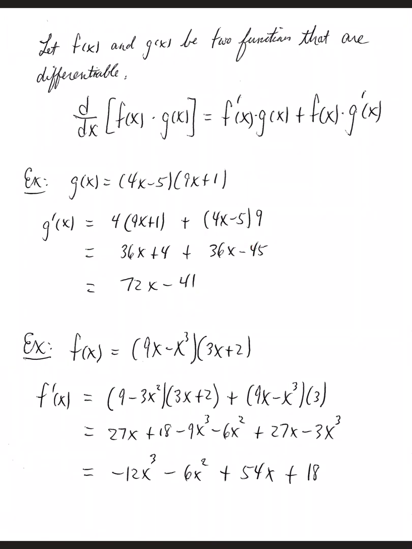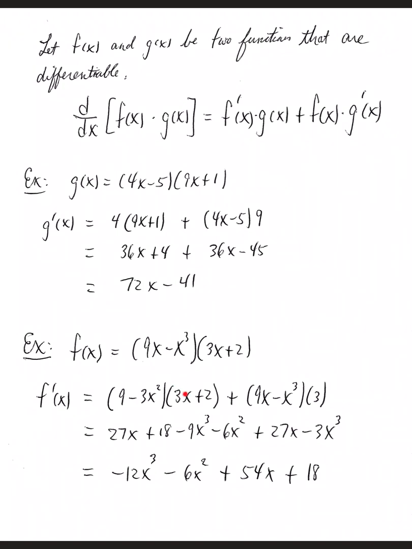Second example, again, the function can be named f of x, g of x, y, h of x. Don't let this part throw you off. We are strictly looking at first function times second function, applying the product rule to get the derivative. Derivative of the first function is 9 minus 3x squared times the second function left alone, well, at least the second part, plus the first part left alone times the derivative of the second one, which is 3.